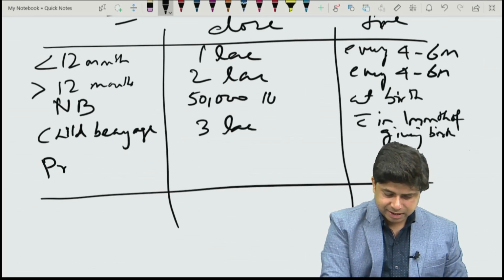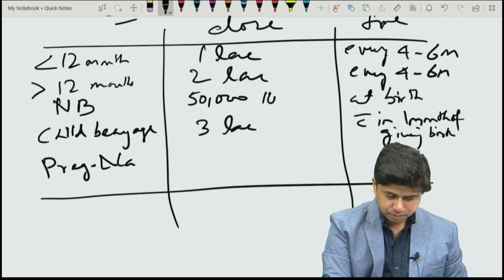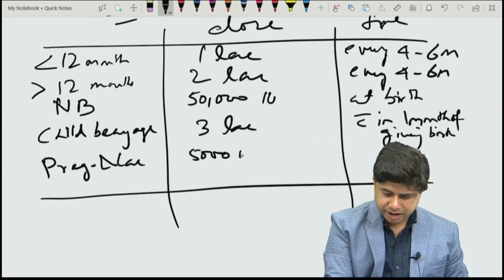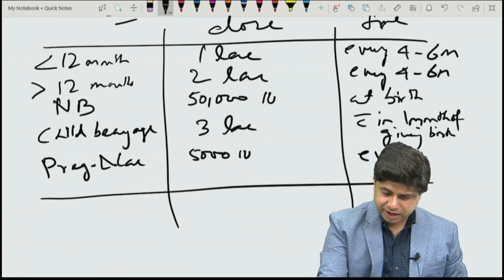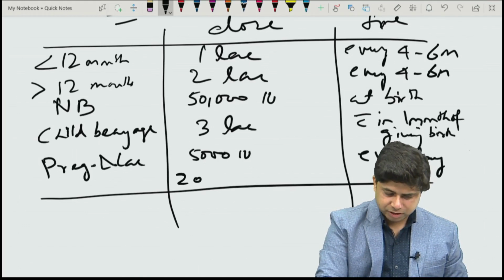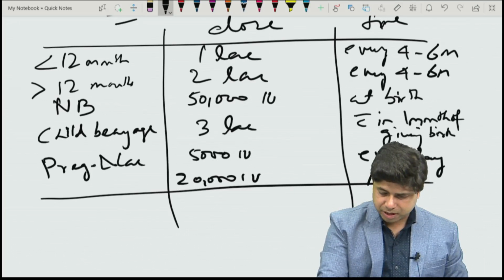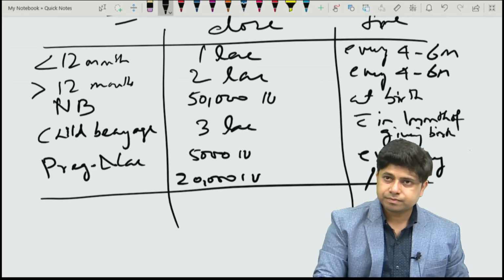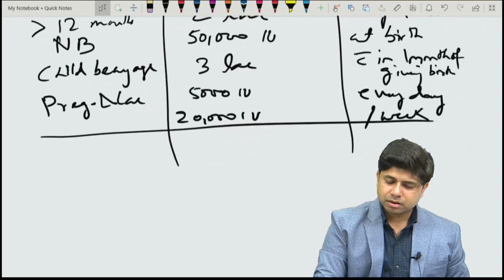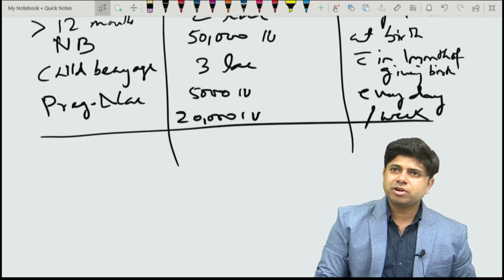And pregnant and lactating, 5,000 IU every day or 20,000 IU per week. So this is the table you should remember.